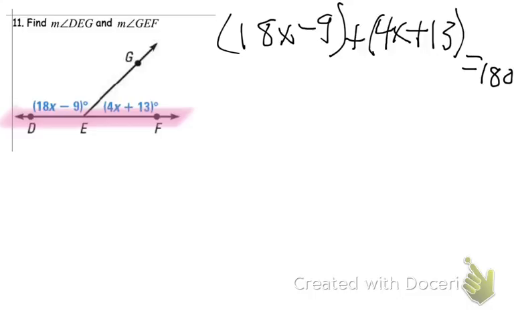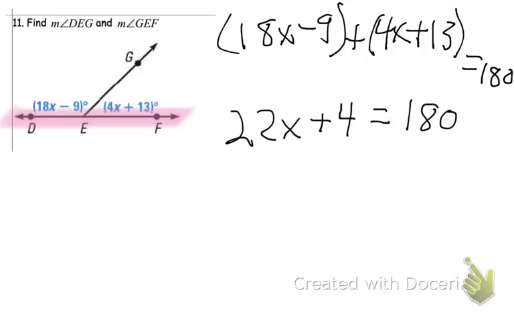So let's see, if I have 18 x's and then 4 more, that adds up to 22 x's. And if I have a negative 9 and a positive 13, that adds up to positive 4. And that all equals 180 degrees. I'll take away 4 from both sides, and I'll get 22x equals 176. And now I have to divide both sides by 22.